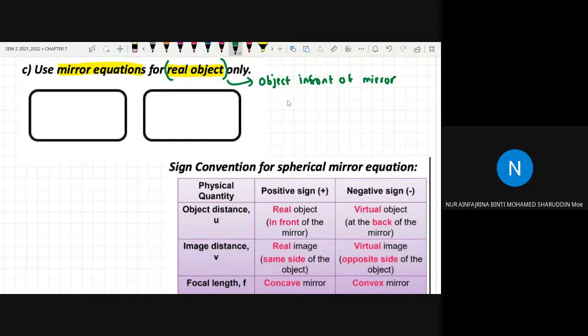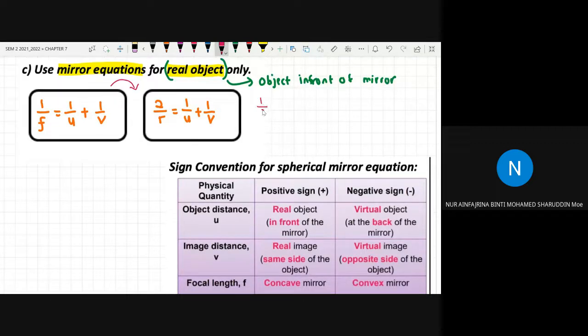So we have two equations for mirror equation. The first one, Miss rasa korang dah familiar kot. 1 over F equals to 1 over U plus 1 over V. Or another one is 2 over R equals to 1 over U plus 1 over V. Actually, it is the same equation. Cuma Miss akan tunjuklah macam mana daripada equation ini kita dapat another equation.